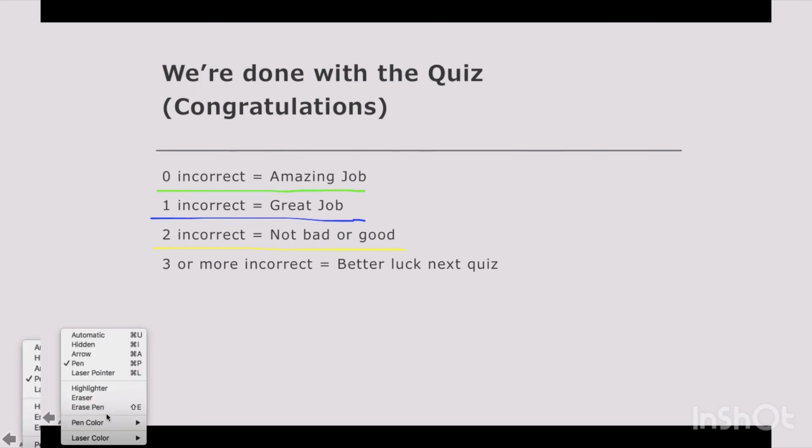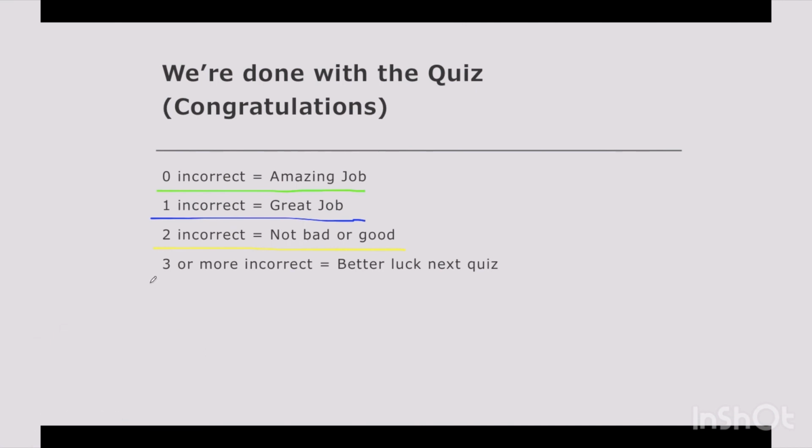And for the ones who have 3 incorrect or more. So let me say, well, I'm not gonna say you did bad. You're really dumb, and there's no way you're gonna get 100%.